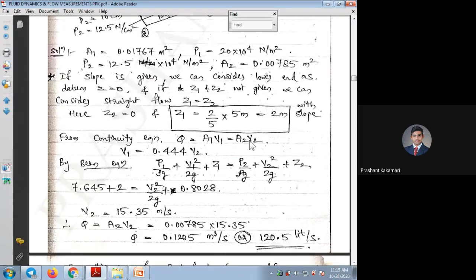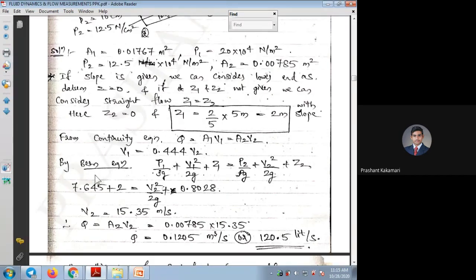So what have they done? They have kept it as it is, because we cannot solve the next step, as V1 is not known and V2 is also not known. They have just taken the ratio of A1 and A2, and written V1 equal to 0.444 V2. That is, the A2 by A1 ratio is 0.444.